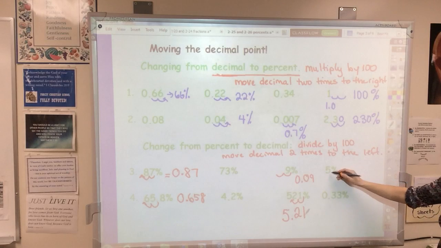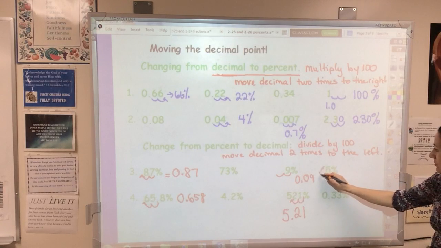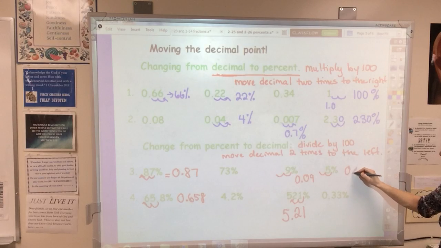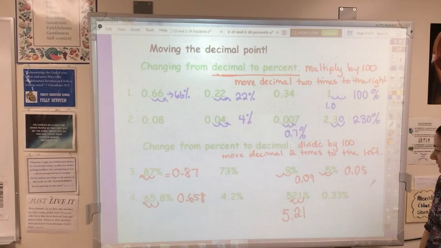Let's do one up here. I move 5% back 1, 2. That's going to be 0.05 as a decimal. I want to do one more with you.